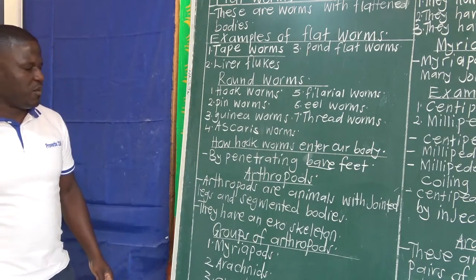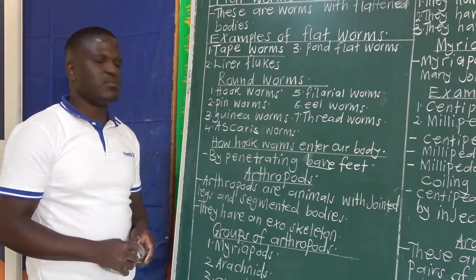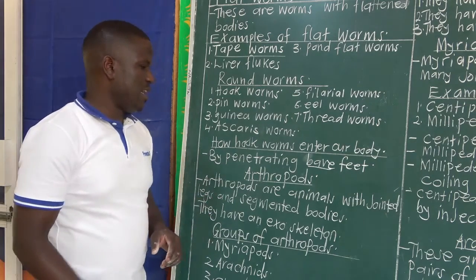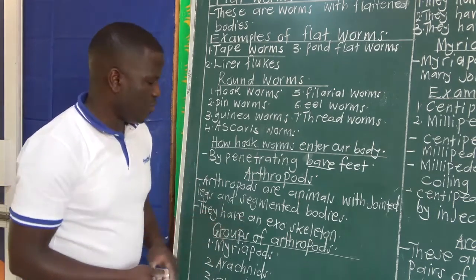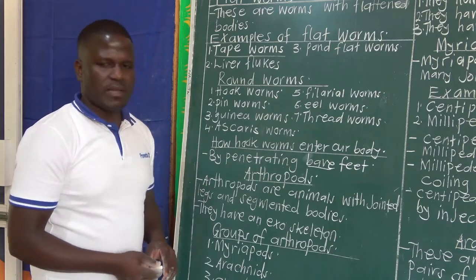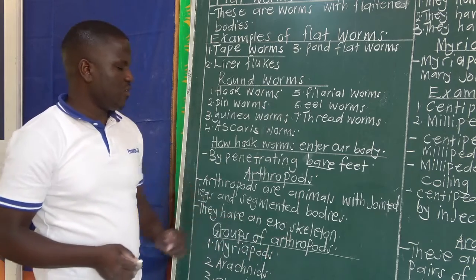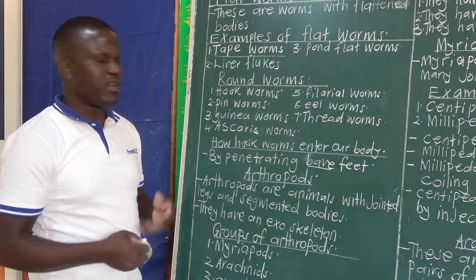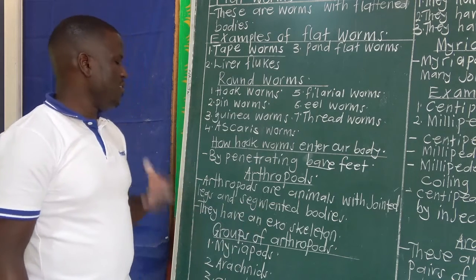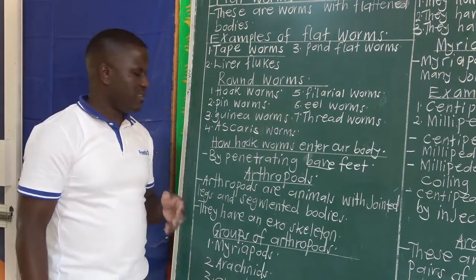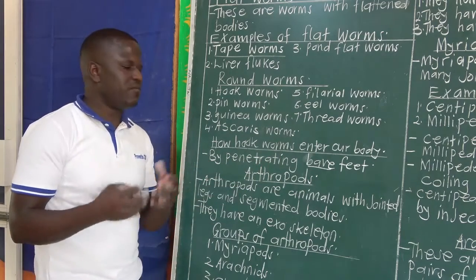Next, look at arthropods. Arthropods are animals with jointed legs and segmented bodies. They also have an exoskeleton. So arthropods have 3 major characteristics. They have an exoskeleton, meaning that their skeleton is found outside the body. They have segmented bodies, meaning that their bodies are divided into segments. Then they have jointed legs, meaning that their legs have joints.